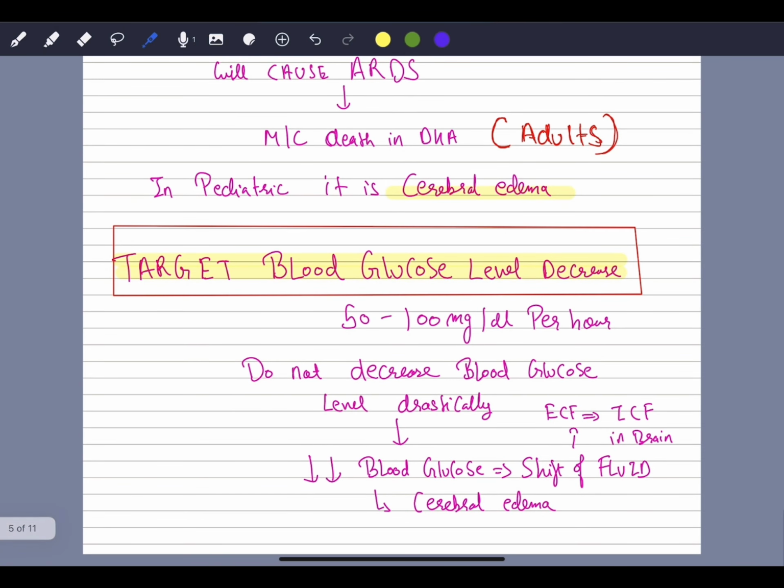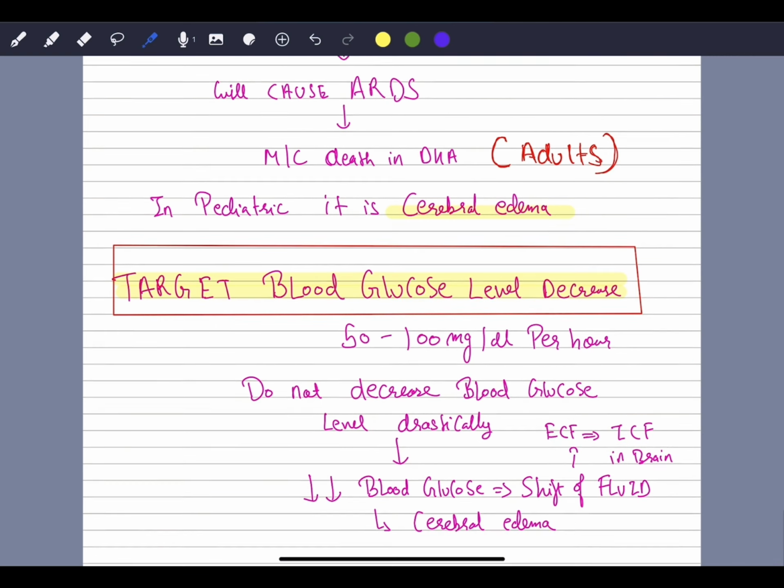Now, what is the target of blood glucose decrease in a DKA patient? That will be 50 to 100 mg per deciliter per hour. Every hour your target is to decrease 50 to 70 mg per deciliter. If we decrease the blood glucose level drastically, what will happen is that the serum osmolarity of the extravascular compartment will go down, and the fluid shift will occur from ECF to ICF, and that can cause cerebral edema.